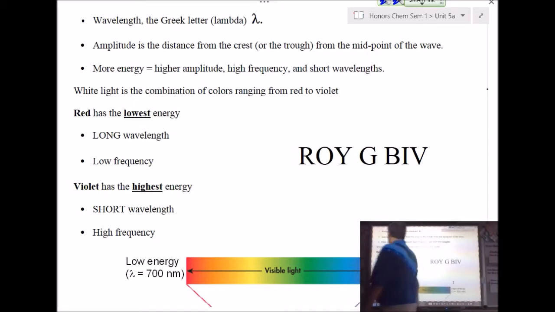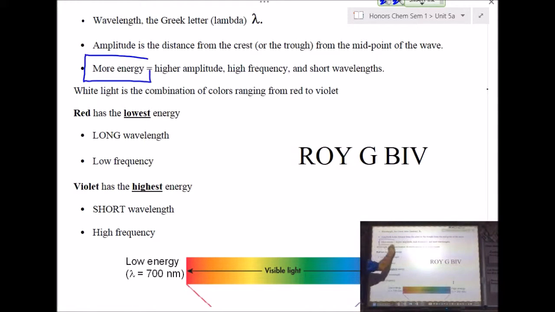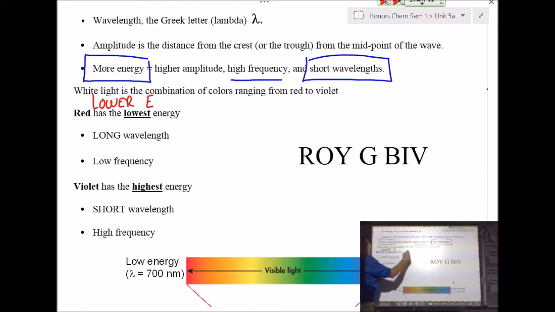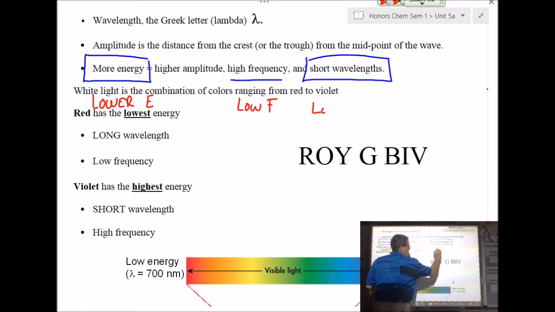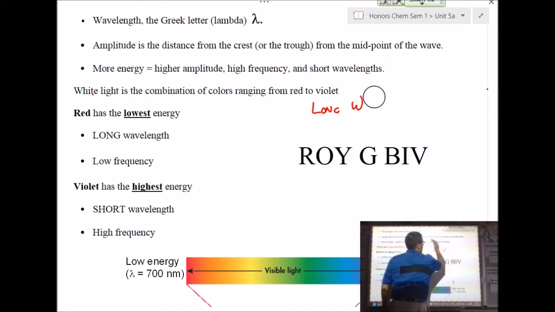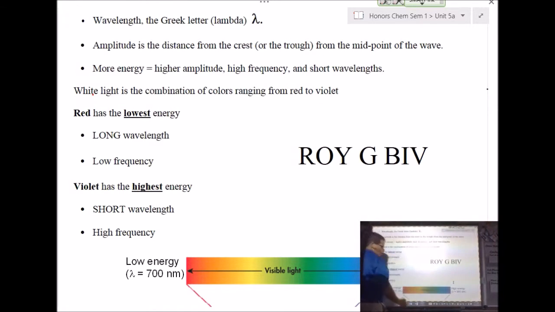Now, when we talk about a wave having more energy, it's because it has a high frequency and a short wavelength. If we're looking at something that has lower energy, then that means it has low frequency and long wavelengths. So vice versa. We'll talk about that a little bit more tomorrow and give you a little more explanation. And again, we don't really care about the amplitude there.